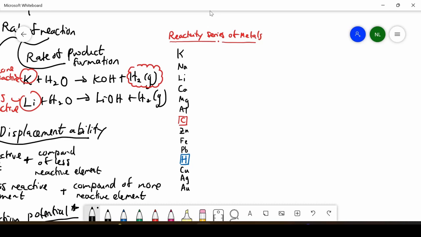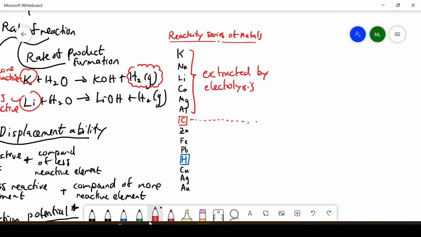You may notice the inclusion of carbon and hydrogen in this series, although they are nonmetals. This is because many important reactions involving metals will also involve either carbon or hydrogen or their compounds. For example, the reactivity of a metal relative to carbon will determine whether it is extracted from its ore by reduction with carbon or by electrolysis. Metals more reactive than carbon cannot be reduced by carbon and are therefore extracted by electrolysis. Metals less reactive than carbon are usually extracted by reducing them with carbon.